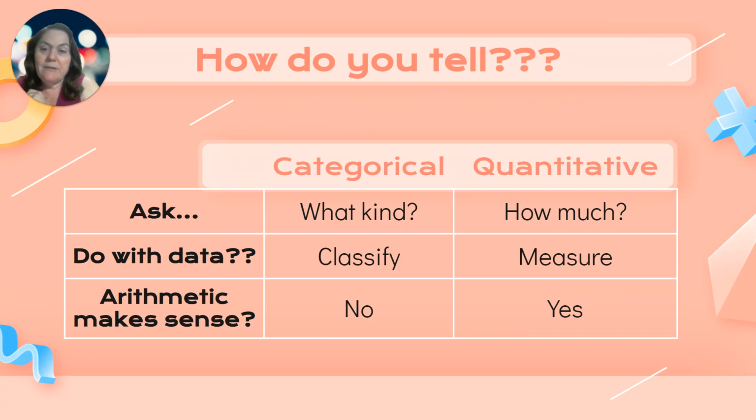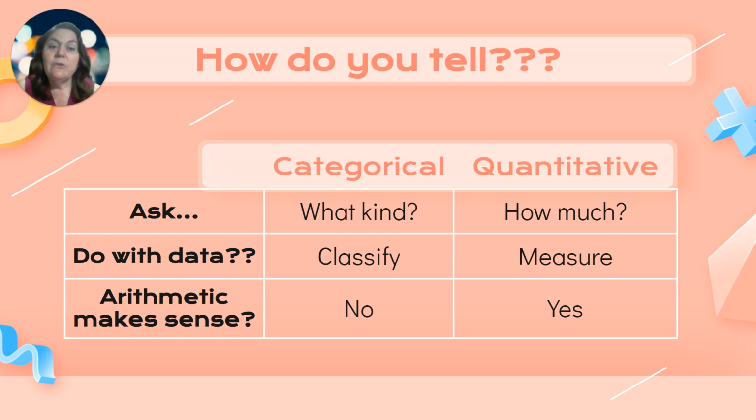So how do you tell if it's categorical or quantitative? Just remember that you're going to ask these kinds of questions. If it's categorical, you ask, what kind? What kind is it? If it's a species, what kind of animal is it? Quantitative, how much? How much does this animal weigh?